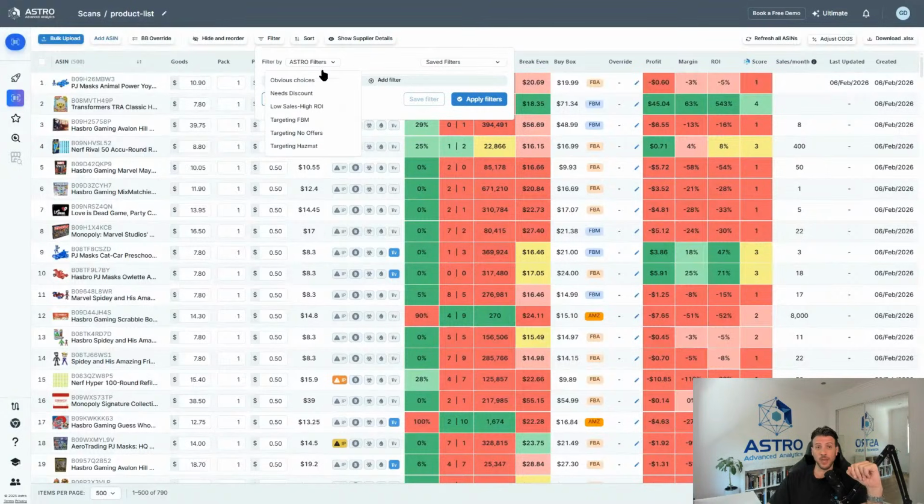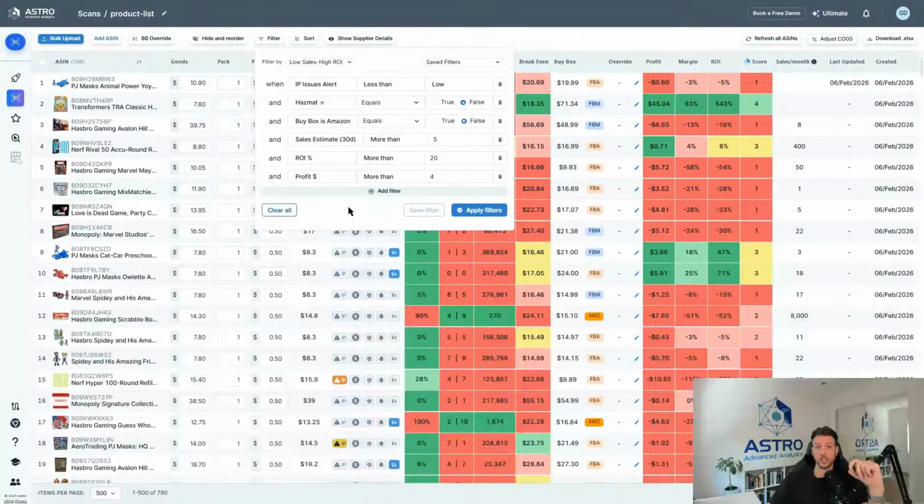So my favorite filter I like to use overall, if you just go to the Astro preset filters, is this one here, low sales and high ROI. I'm just going to show you the filter and what it actually means. For the IP issues alert, I've got less than low, but I want to actually have these yellow ones from Hasbro in here, so I'm going to make that medium.